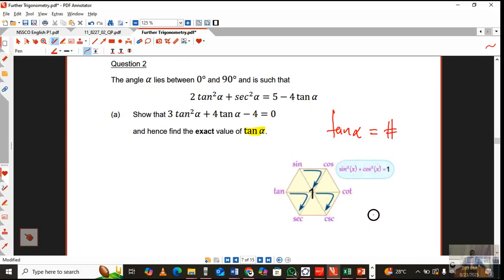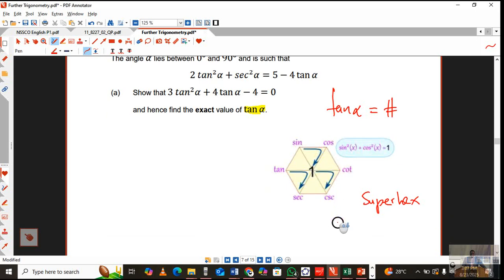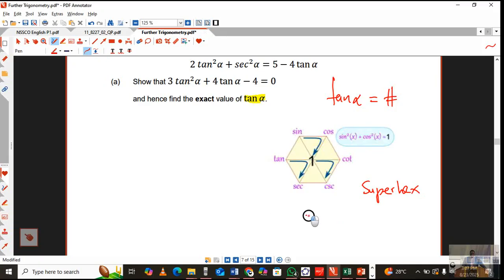I have my super hex over here, and this is just one method I use in order for me to know my Pythagorean square identities. So I know that sine square x plus cos square x is equal to 1. The other one I could find here is 1 square, which is just 1, plus cot square x is equal to cosec square x. The one that I'm interested in is this one, the tan square. I'm going to use alpha, so tan square alpha plus 1 square is equal to sec square alpha.